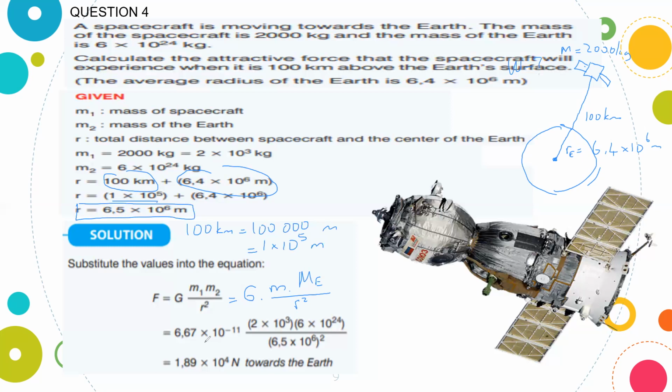We are just writing all the givens, everything. This is the constant number, you are getting it. Mass is 3 times 10 to the power of 3 because it was 2000. And then the mass of Earth is given, 6 times 10 to the power of 24. And then you calculate the total distance from the center of Earth to the object. After that, you are calculating and you are getting 1.89 times 10 to the power of 4 newtons. Direction also we are writing, and done.